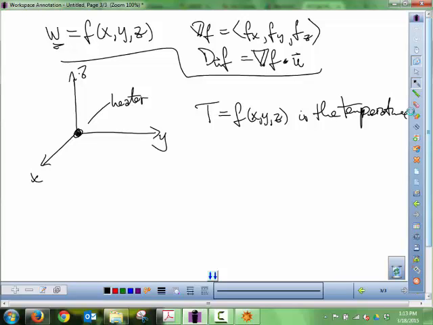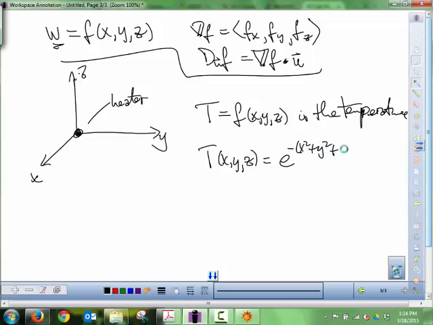So now I want to create a function that gives me a larger value the closer I am to the origin and gives me less of a larger value as I move away from the origin. Okay, so I'll say T of x, y, z is equal to, let's say, e to the negative x squared plus y squared plus z squared.